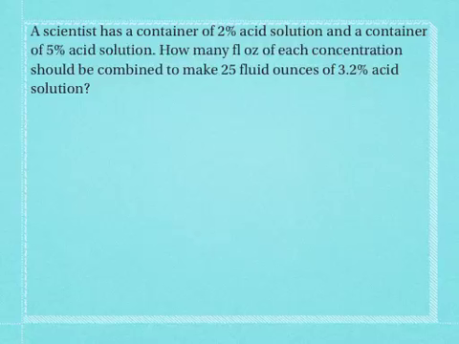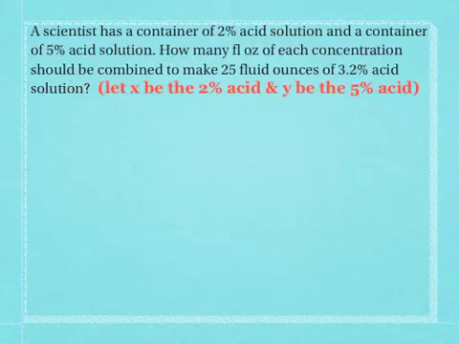It says a scientist has a container of 2% acid solution and a container of 5% acid solution. How many fluid ounces of each concentration should be combined to make 25 fluid ounces of 3.2% acid solution? We have two different things going on. First of all, I can't just plug in percents. Like for 2%, I can't just plug in 2. I have to change it to a decimal. Remember, to change a percent to a decimal, you move the decimal to the left 2 places. So instead of 2%, I would have 0.02, and instead of 5%, I would have 0.05.